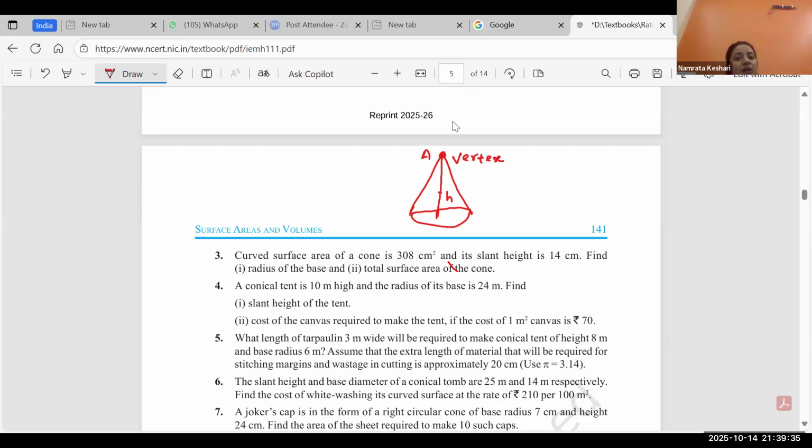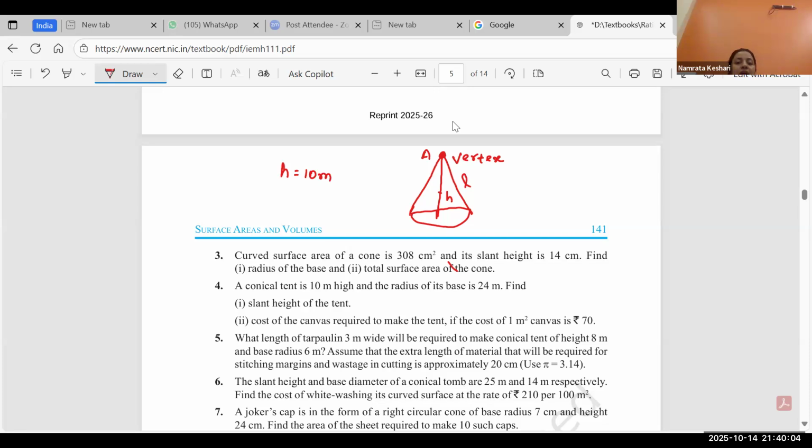However, there is one more height over here that's called slant height. When it is talking about the slant height, then only we are going to take L. Otherwise, height means H. Height in a cone related question means H only. So a conical tent is 10-meter high. That means height is given as 10-meter. Making sense?